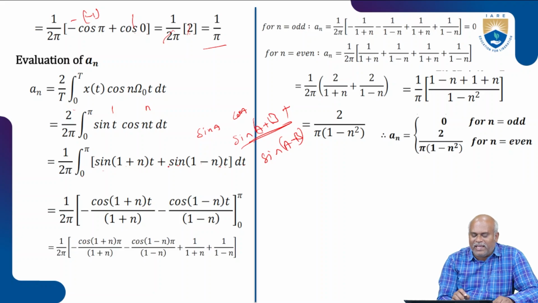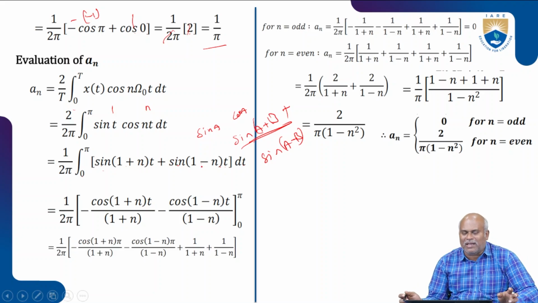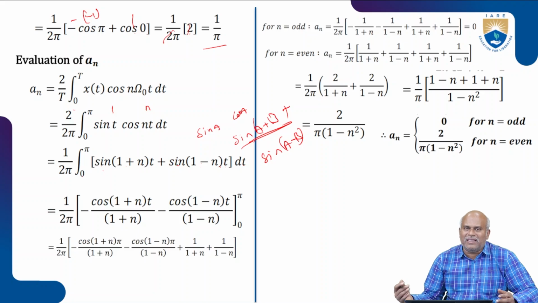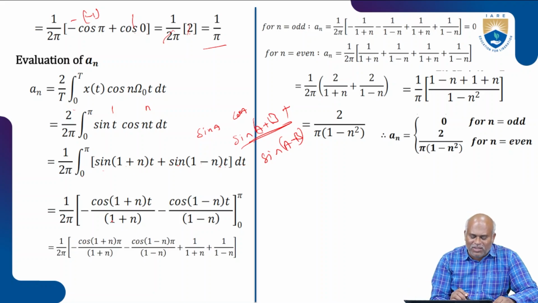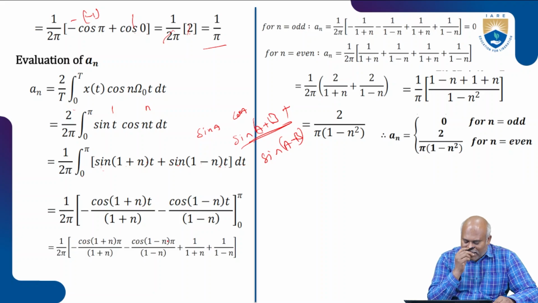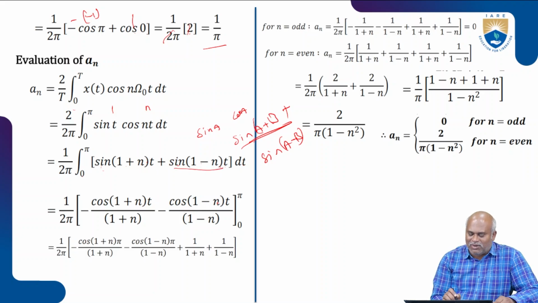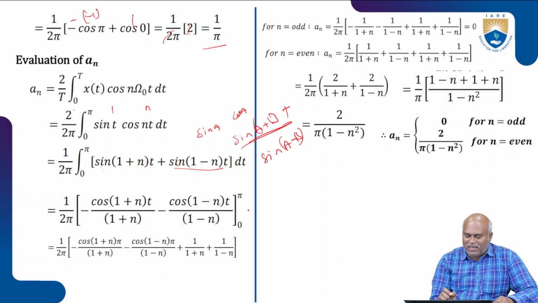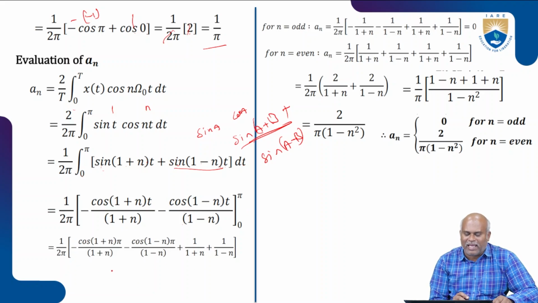Now we get two sin terms, and we can easily do the integration. The integration of sin of (1 plus n) t is minus cos of (1 plus n) t divided by (1 plus n). Next, for the other sin term, it is minus cos of (1 minus n) t divided by (1 minus n), with the limits 0 to pi. After substituting the limits, we get the output in this format.